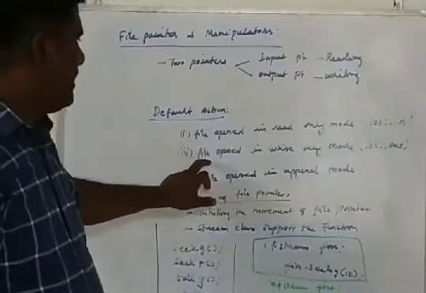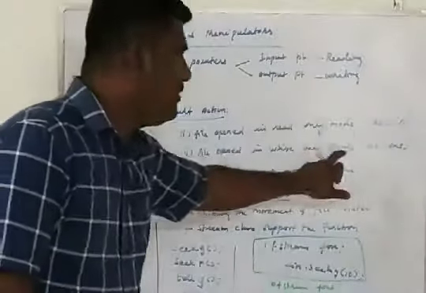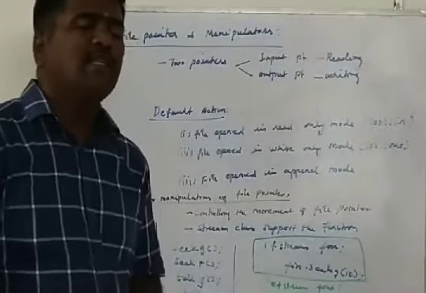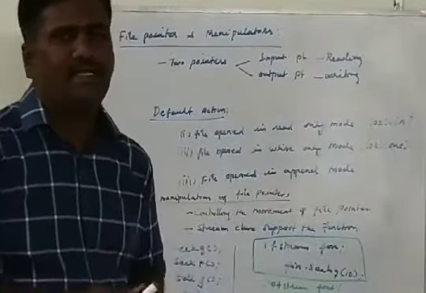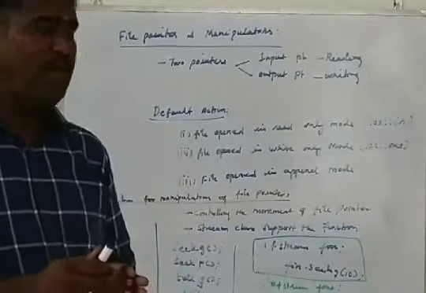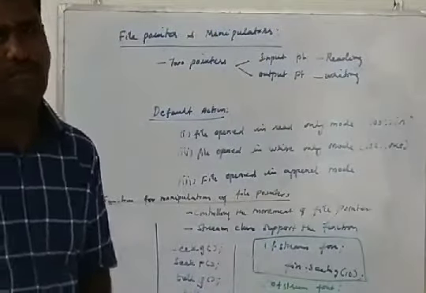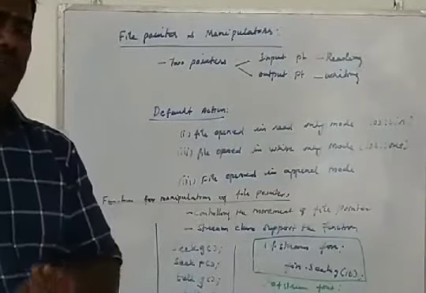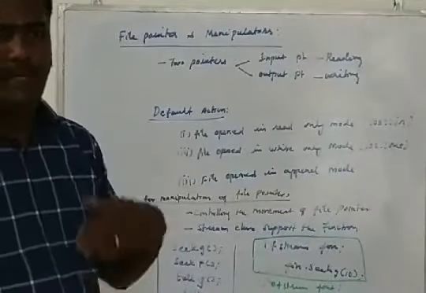Second, the file is opened in write only mode. Write only mode means the file is opened for writing some content to that file. At that time the file is opened with ios::out, that is the ios::out file mode. The default action is that the output file pointer moves to the beginning.